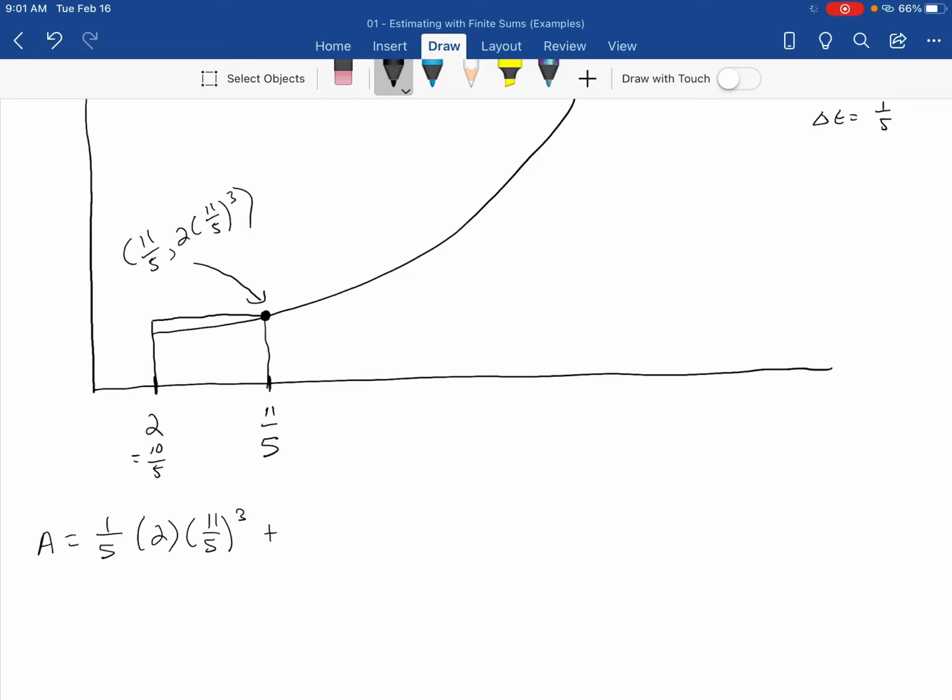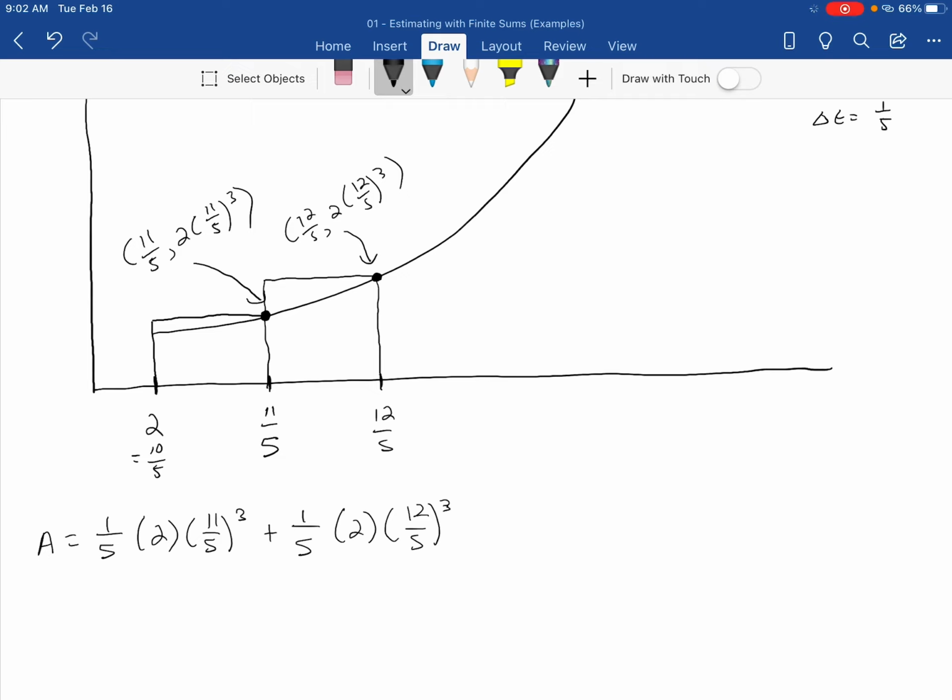So next rectangle, instead of 11/5, I want 12/5 to be the next check-in point. And so I want to do RAM. That's what they asked for here. So I'm hooking up the right side of the rectangle here. So I'm evaluating at the right. The rectangle hooks up to the curve on the right side there. And this point here then is 12/5, comma 2 times 12/5 cubed. So now I've got my next area. The rectangle is 1/5 wide, and its height is 2 times 12/5 cubed.